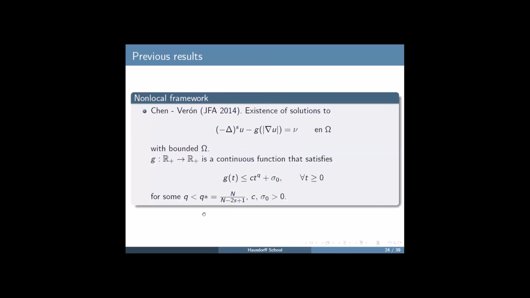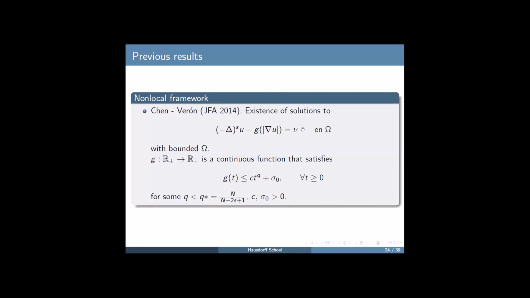So I also want to show you some related results in bounded domains. In a paper by Chen and Véron, they prove that you have solutions of equations very similar to our problem, but in bounded domains, where the function g here has this growth. Observe that the power of the growth is less than the critical exponent that we consider in the unbounded case. Okay, and they get solutions.